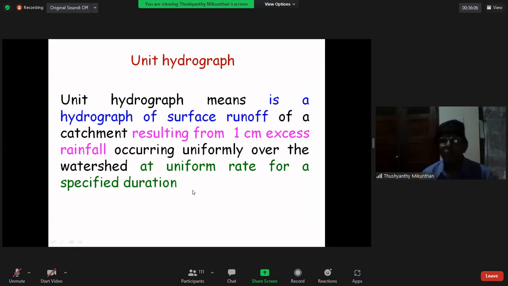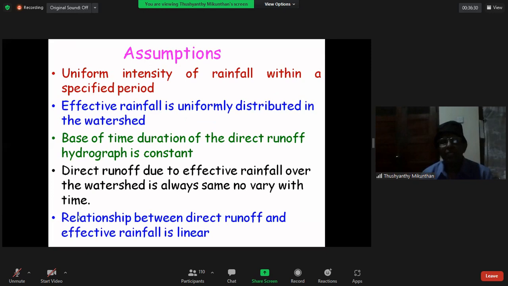Please memorize this definition, or repeatedly use the words: resulting from 1 centimeter rainfall occurring uniformly over the catchment at a uniform rate for a specified duration. All the words are important. Now we will see what assumptions we take to derive this unit hydrograph.